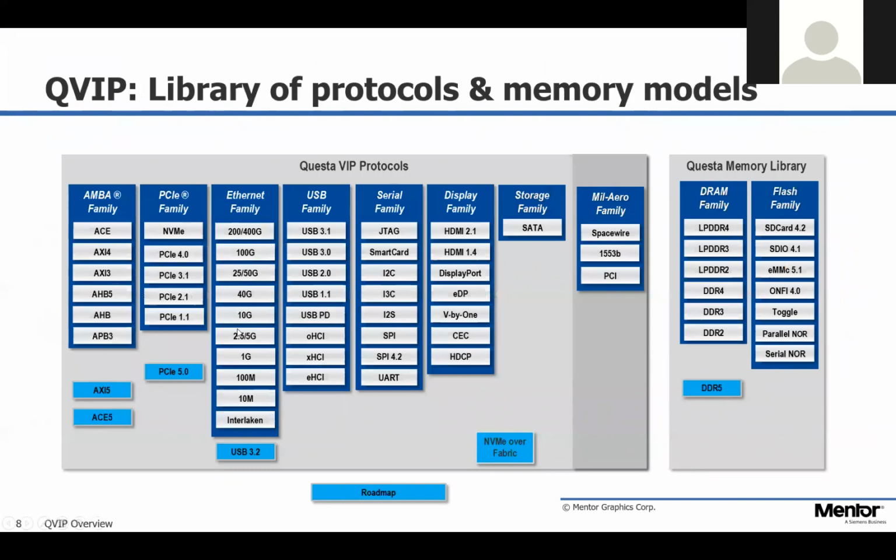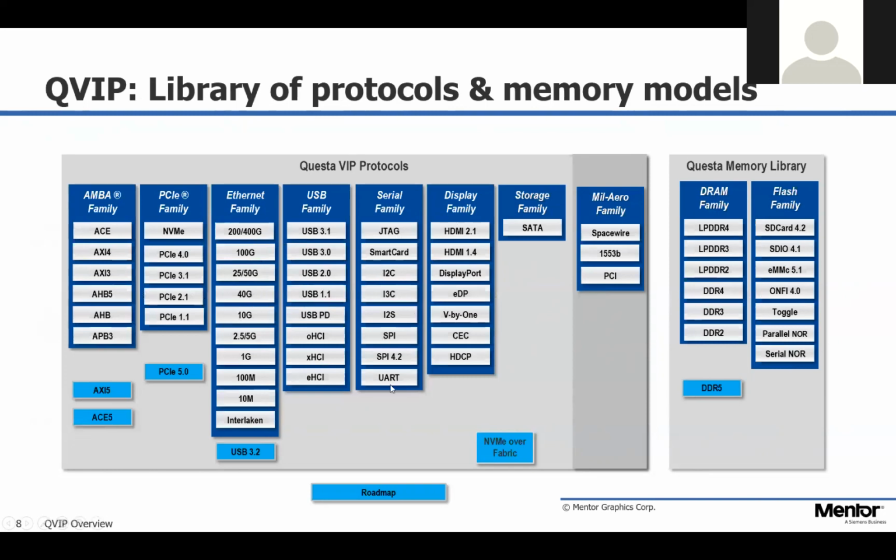The Ethernet family allows you to generate Ethernet traffic. For PCIe, you can do that both at the serial level or the PIPE level. Ethernet is the same way: you can generate your traffic either at the serial or at the parallel level. We can pretty much handle all the way up through 100 gigabit, 200 gigabit Ethernet.